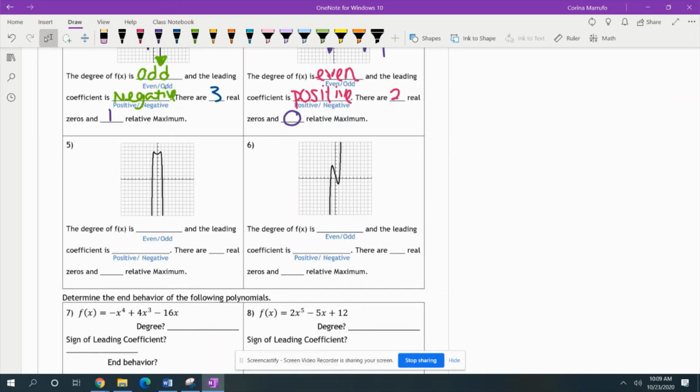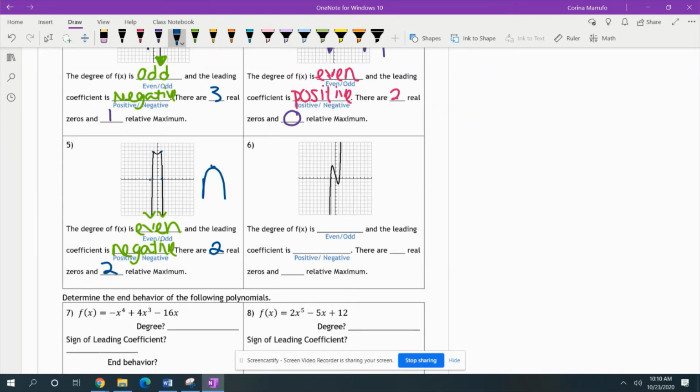Okay, the next one. If we look at this one, our graph for our end behavior is pointing down in both directions. So the degree of f of x is even because they're both pointing down. And the leading coefficient, because they're pointing down, is negative. There are blank real zeros, so let's see how many times it crosses the x-axis. It crosses 2 times, so 2 real zeros. And blank relative maximum. Like I said, we're looking for the little top of the hills. So we have 1 and 2 top of the hills, so 2 relative maximums.